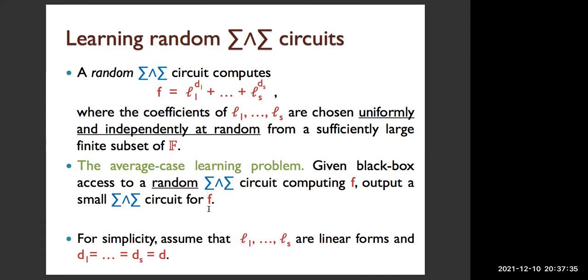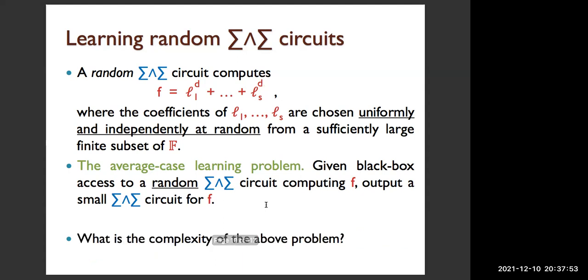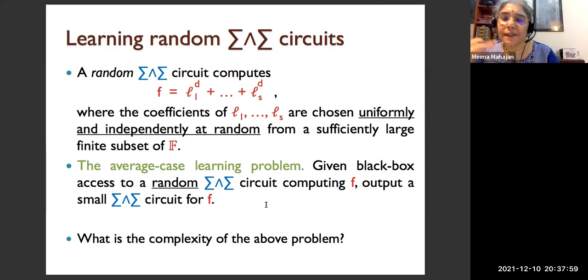Yeah. So just for notational simplicity, let me assume that the degrees here, d1 through ds, are all the same, d, right? And the affine forms L1 through Ls are actually linear forms. There are no constant terms involved here. These are just for simplicity. None of these assumptions are that much needed. So, let's ask, what's the complexity of this?